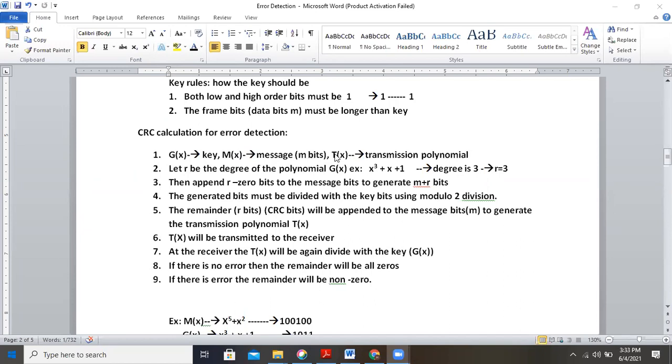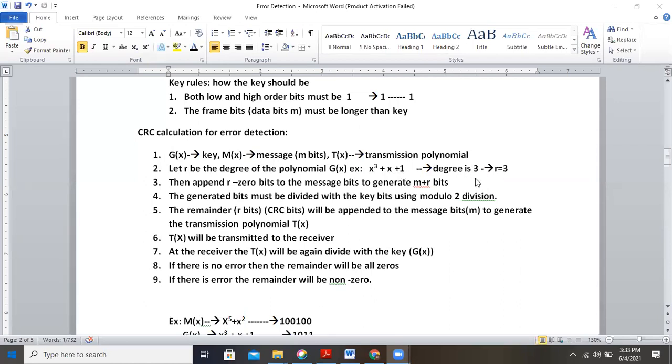Okay, and T of x, that is what? Transmission polynomial. So we take the representations G of x, M of x and T of x. G of x is what? The key. M of x, the message, and T of x is the transmission polynomial. Okay, and the degree, let R be the degree of the polynomial. Okay, that is x cube plus x plus 1.